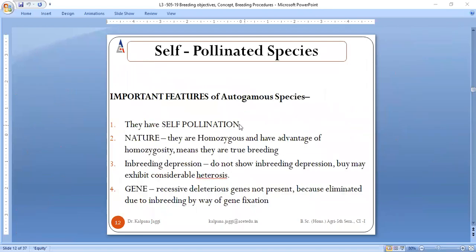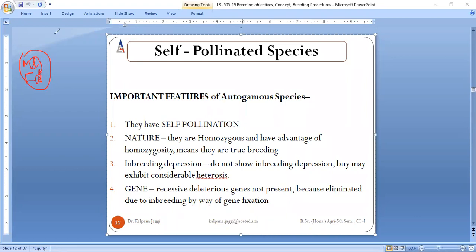Now we will discuss some important features of autogamous species. Like this is now much familiar. They have a kind of pollination that is said to be self-pollination, right? Because see, when self-pollination is taking place, all the time male and female reproductive units are mating with each other. Nothing from outside is entering inside. That means every time they will mate, they will produce the next progeny.